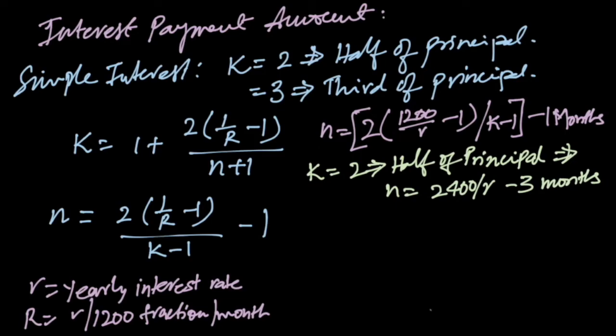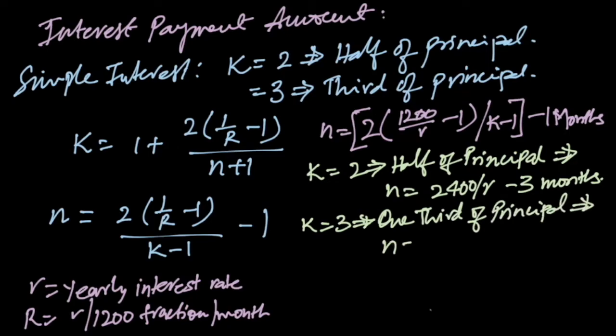So if you pay off the entire loan in 197 months, then you will pay half of the principal as interest. Similarly, for K is equal to 3, for 1/3 principal, it is like 1200 by R minus 2. So if r is 12%, then n will be 1200 by 12, which is 100 minus 2, which is 98. So if you pay off the entire loan in 98 months, then you will pay 1/3 of the principal as interest.